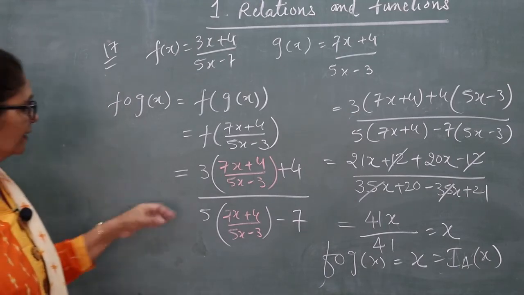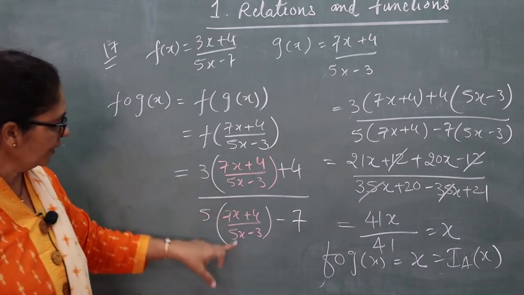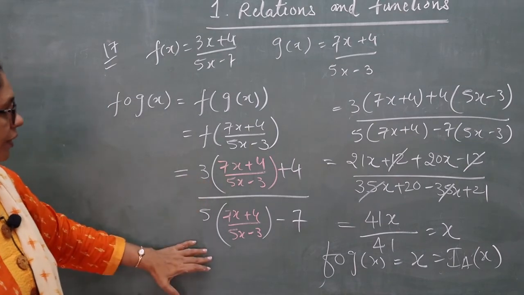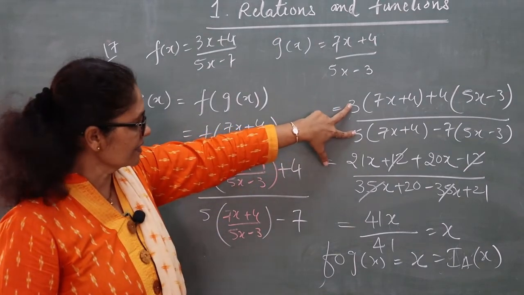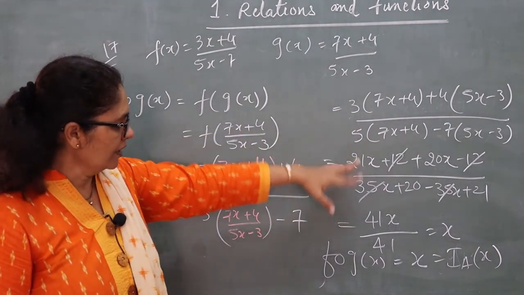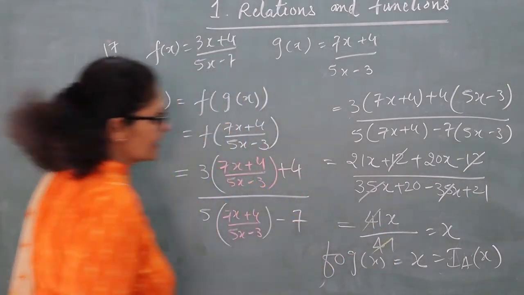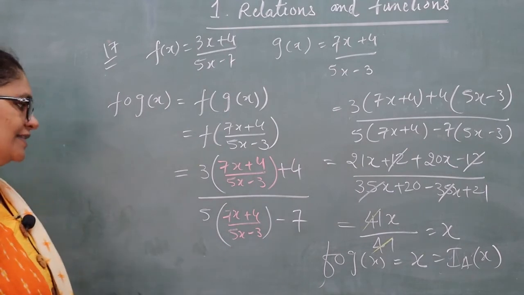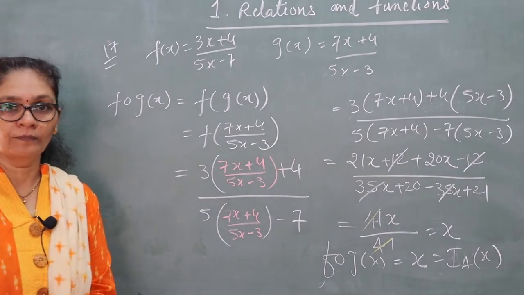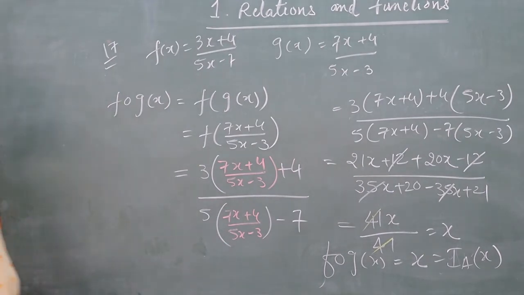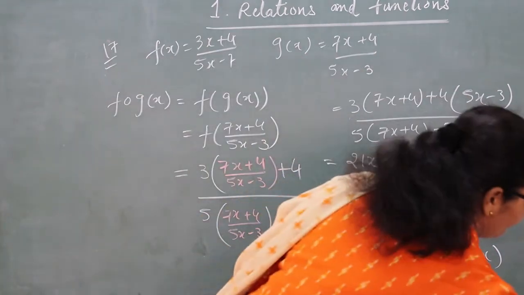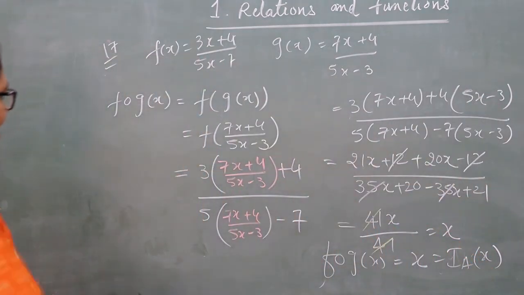Okay, now what is the simple thing? Take the LCM. The denominator is the same in both, so we have already cancelled it. Now the LCM is taken. Open your brackets. What is the common term? 41, 41. So we have cancelled it and the remaining is x. So what have we proved? f∘g is identity. Identity means f∘g equals x, and we are getting x.